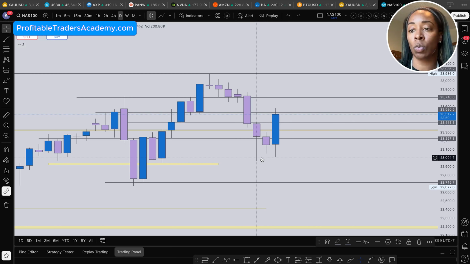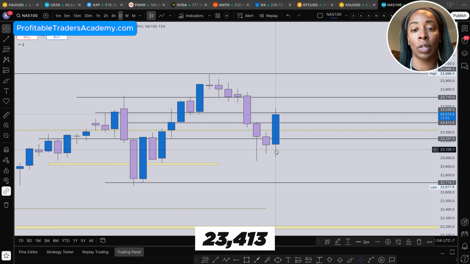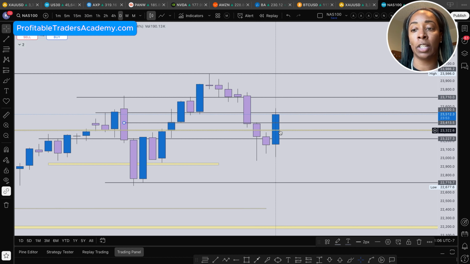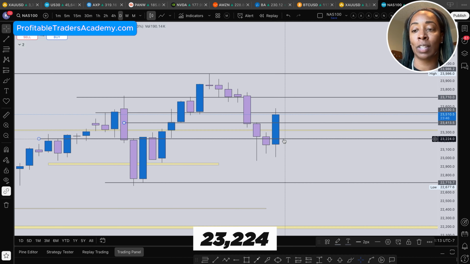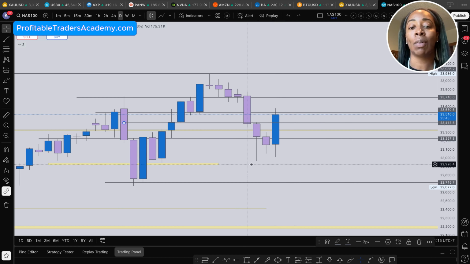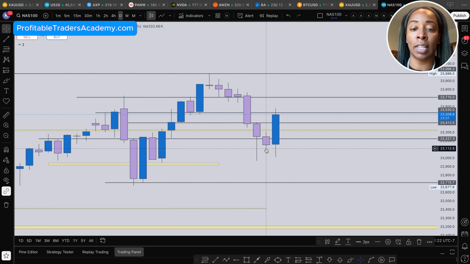Just going to leave that there for now. But for right now, it is sitting at 23,413. This yellow zone here is at 23,322. And then this level right here is at 23,224. Now, I do see some other zones here. Price did obviously make some market structure here this past week. So we're going to put something there just to see where price is matching up.